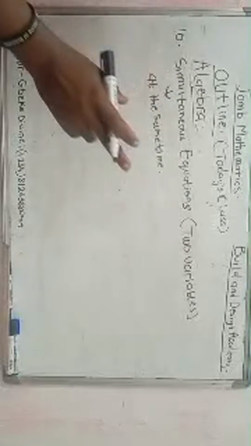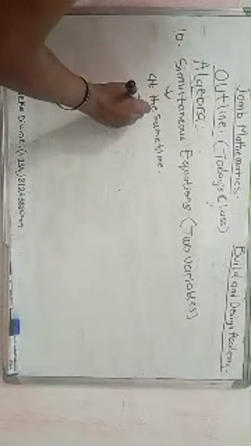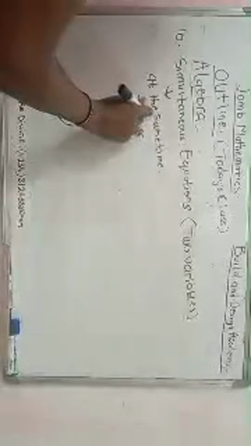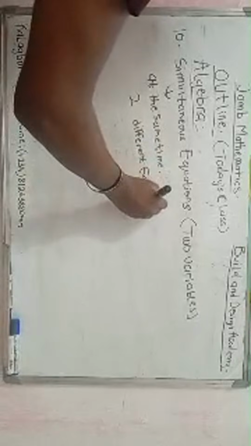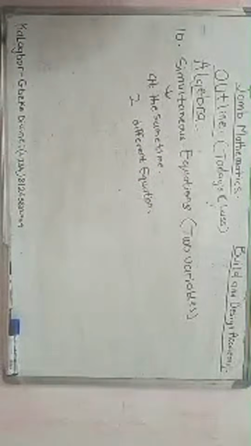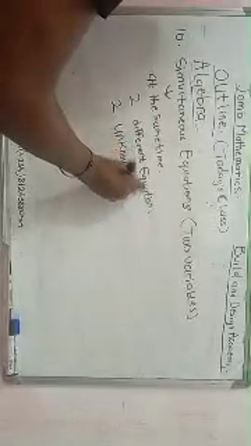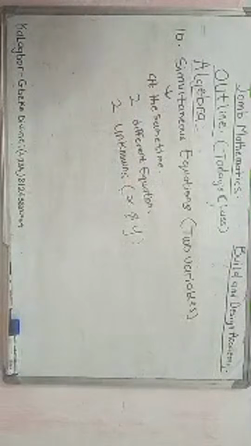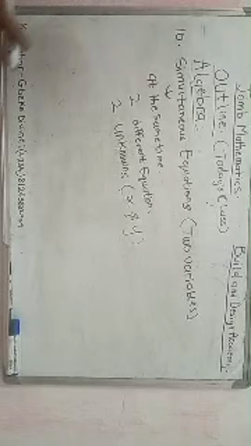You are working on 2 things at the same time, 2 variables. You are given 2 different equations, and you are working on both of them at the same time. And you have 2 unknowns, x and y. So take note of all these things I'm saying. At the same time, 2 different equations, 2 unknowns. So now, you need to find the specific pair of numbers that make both equations true.